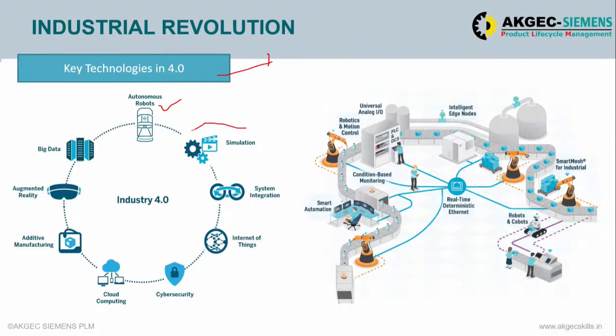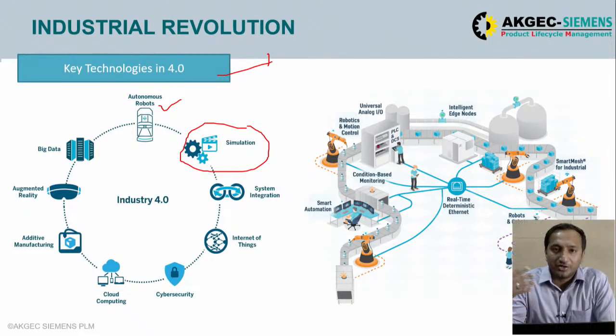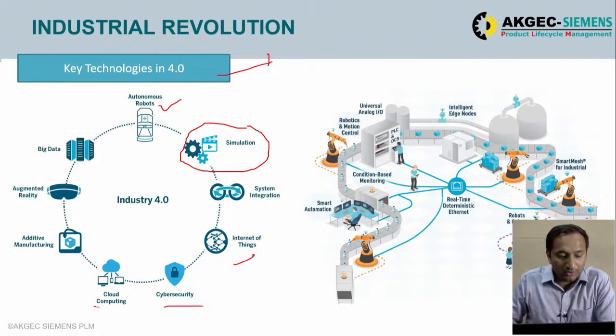We are also working in the direction of simulation. We don't have to manufacture a product to see how it is working. There are various digital manufacturing tools or analysis software through which we can see which kind of stresses our product is facing, or how the product will look when we make it. It talks about IoT, Internet of Things, cyber security, cloud computing, additive manufacturing, and augmented reality and big data.